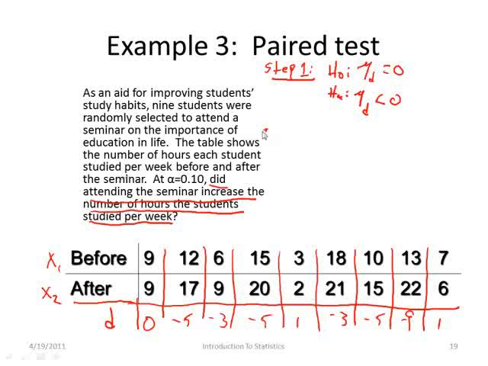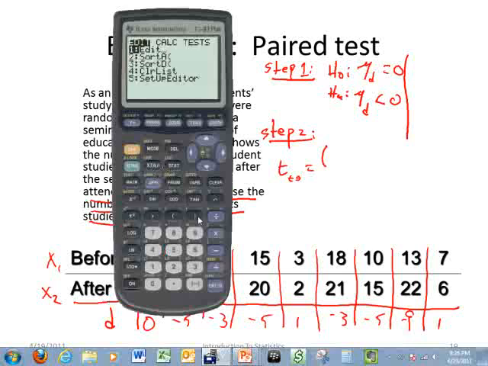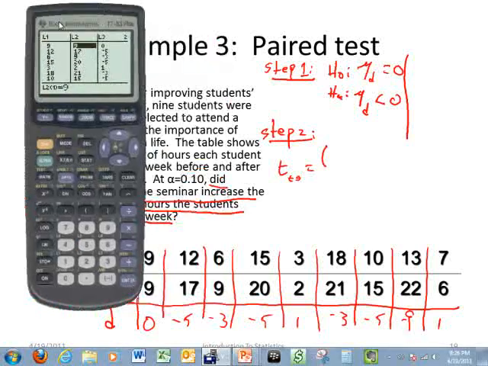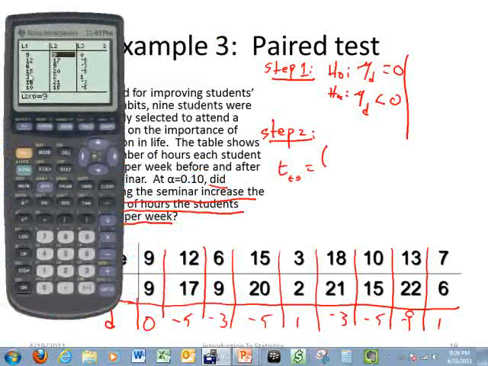So step 2 is to compute our test statistic. So the t test statistic then is equal to, well, it's going to be d bar. Oh, we didn't compute the summary stats yet. Before we get to step 2, we got to compute the summary stats. So what I'd like for you to do is take your calculators out, put the before into L1, and put the after into L2. So stat edit. It looks like I already have them there.